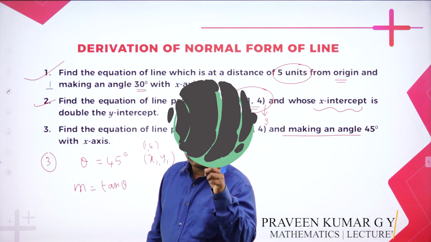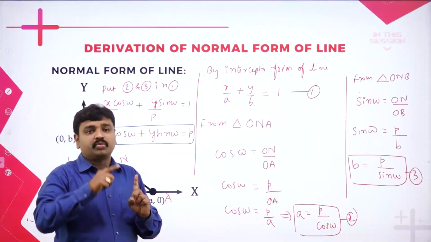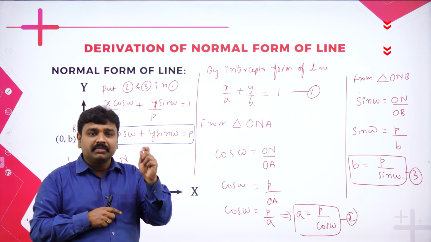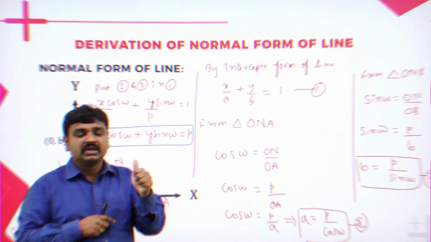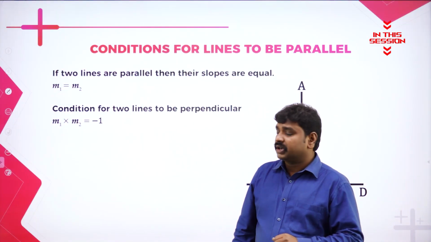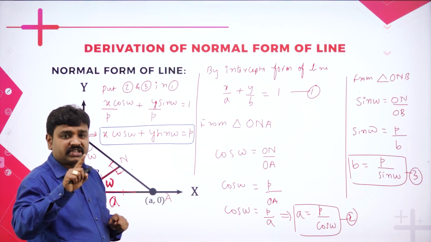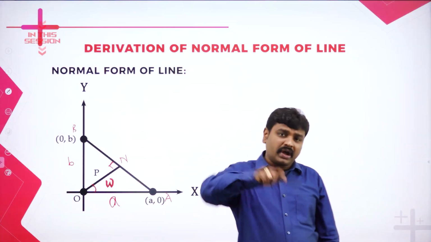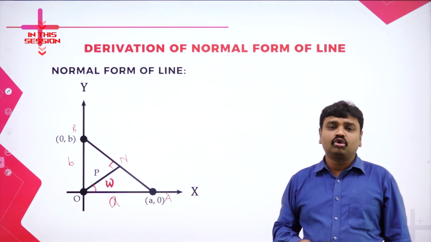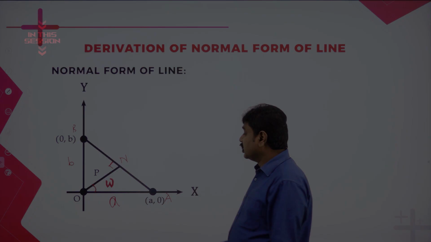Tangent of angle made by the line with x-axis is called as what? Slope. I taught you point slope form. What is point slope form? Y minus y1 is equal to m into x minus x1. If two lines are perpendicular and if two lines are parallel, it is normal form. X cos omega plus y sin omega equal to p. If you know angle made by the line, directly you can find slope. Here we don't have scope to find slope.